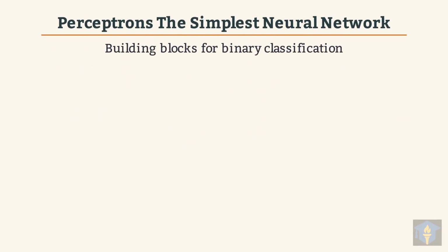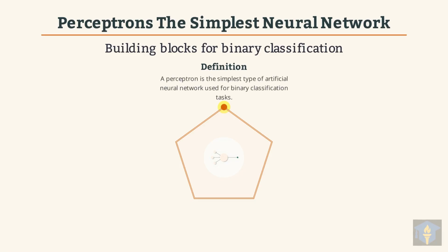Perceptrons serve as fundamental building blocks, primarily designed for basic binary classification tasks. First, let's establish a clear definition of what a perceptron actually is within our context. A perceptron is the most basic artificial neural network, specifically designed to handle binary classification problems.